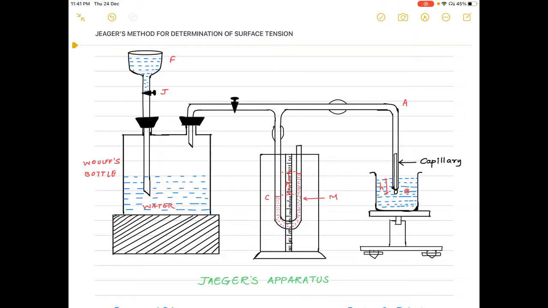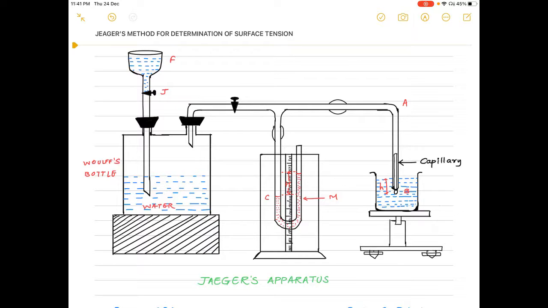So in the last lecture, we started with the fourth chapter, that is properties of matter, and we saw the introduction to this topic, and we studied one property of matter, that is surface tension. Today we are going to see one method, Jaeger's method, which is used for the determination of the surface tension of different liquids.